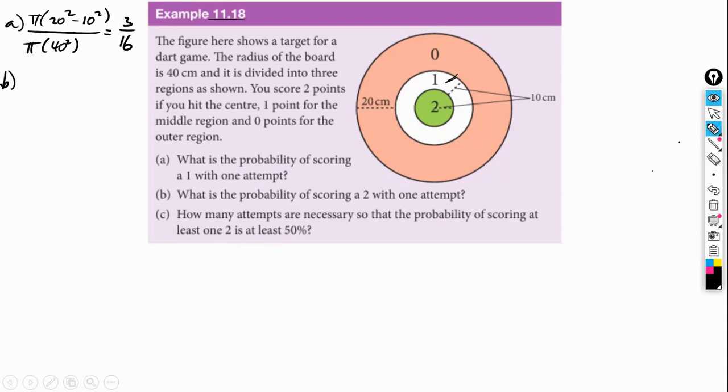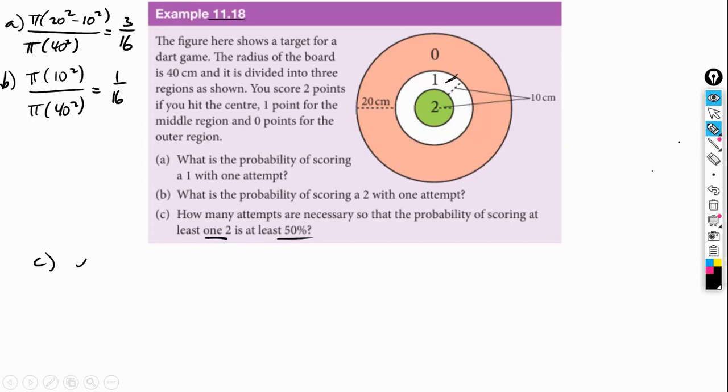For part B, they ask what is the probability of scoring a 2 with one attempt. So that would be the green area, pi times 10 squared, divided by the whole area, pi times 40 squared. So this is going to give us 1 over 16. For part C, it says how many attempts are necessary so that the probability of scoring at least one 2 is at least 50%. So here we have to take several things into consideration.